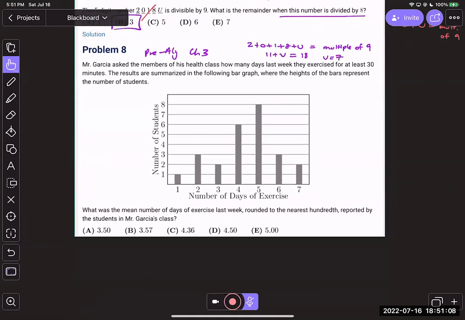All right, problem number 8. Stella, this one's yours. Mr. Garcia asked the members of his health class how many days last week they exercised for at least 30 minutes. The results are summarized in the following bar graph, where the heights of the bars represent the number of students. What was the mean number of days of exercise last week, rounded to the nearest hundredth, reported by the students in Mr. Garcia's class?